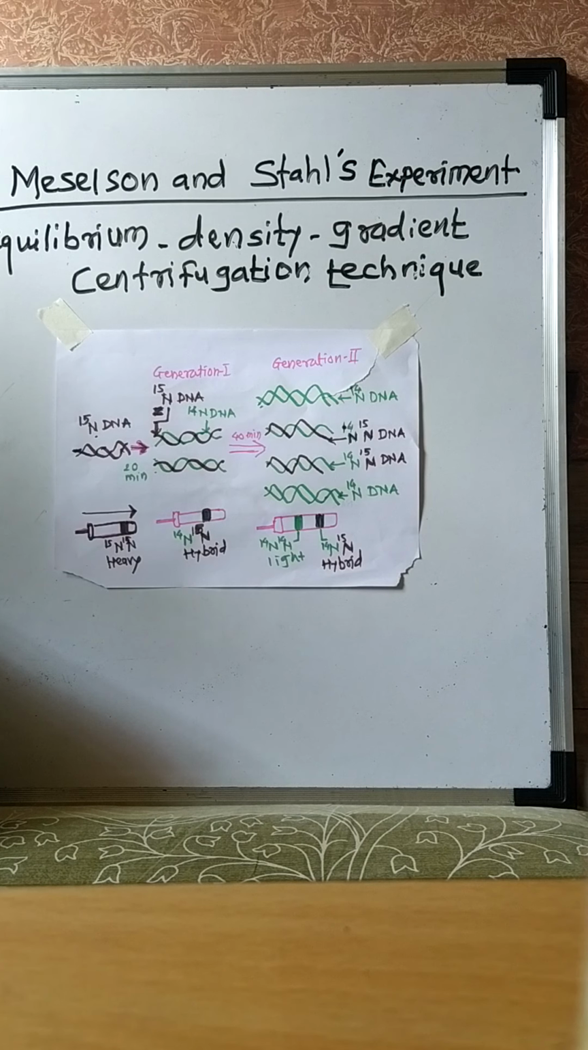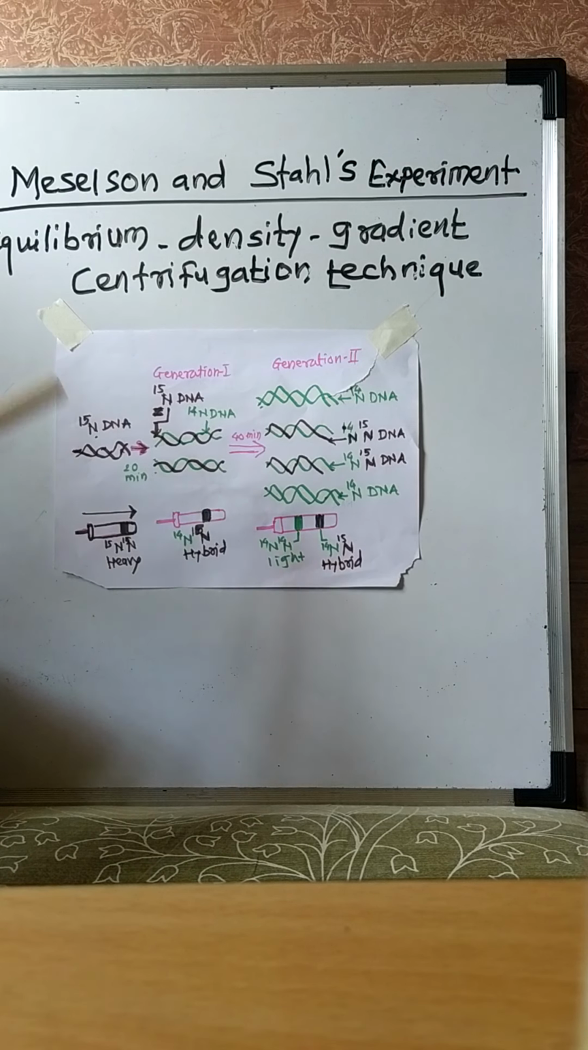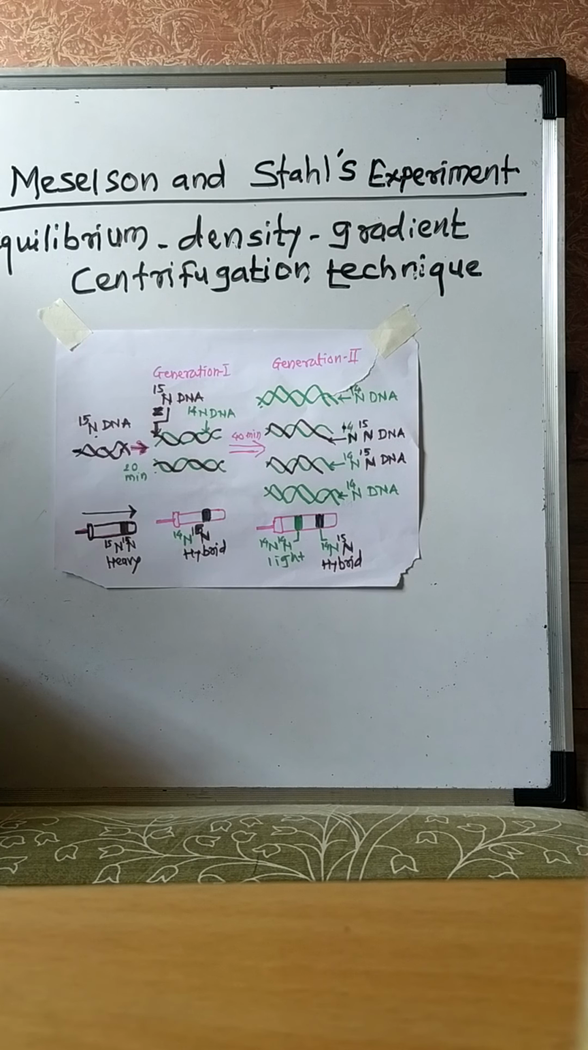And this type of semi-conservative replication was proved experimentally by using the equilibrium density gradient centrifugation technique by scientists Meselson and Stahl. In 1958 they proved the semi-conservative replication of DNA with their experiment. Remember this. So how did they perform the experiment using this technique?